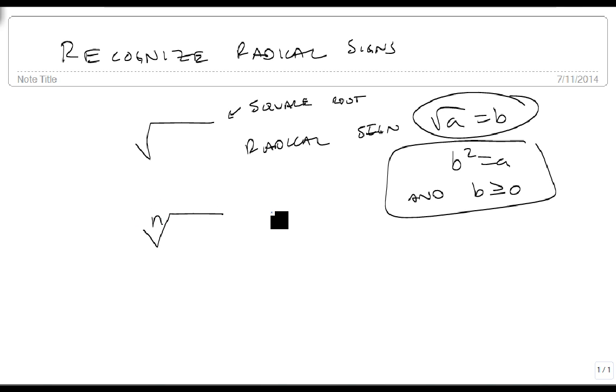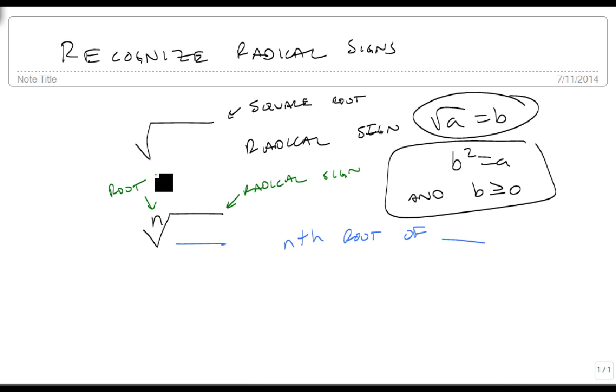Nth root of a, and that's how we say it. We say this is the nth root of something. And we've got some definitions to learn. So this is the radical sign. It's that funny little checkbox. It has a root n. That's why we call it the nth root. It has a radicand, which is the number underneath the radical sign.